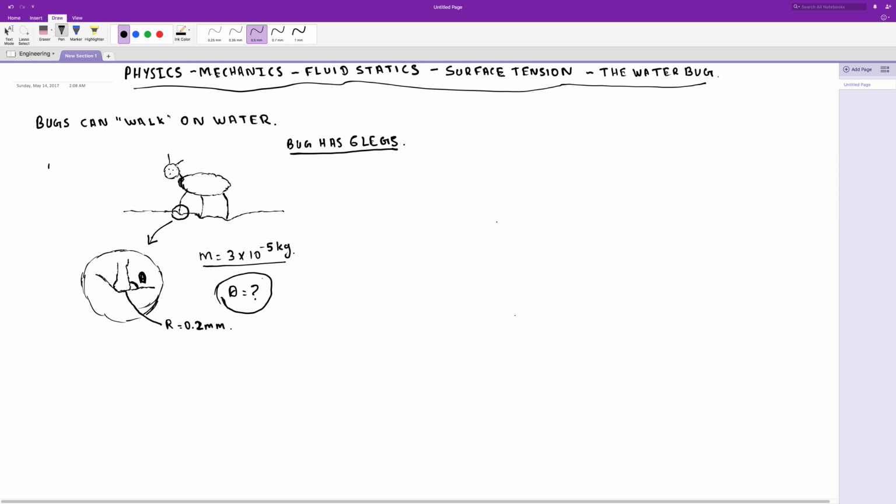So we have the bug that walks, and the question is, what is the angle the bug's leg is making with the water? So that's the question. We have theta, and the bug has 6 legs, and each leg has circle feet. They have given the radius, that is 0.2 millimeter, and the mass of the bug is 3 times 10 to the power of minus 5 kilogram. Let's see how we can find the angle the bug's leg is making with the water.